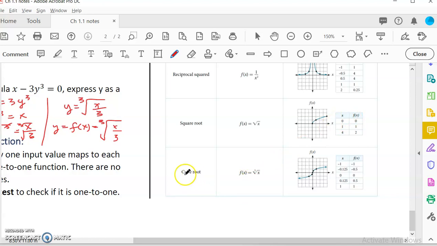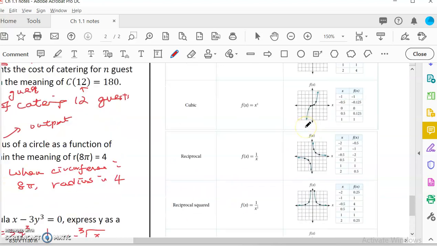And the last one is the cube root, y equal to the cube root of x. Now you can do the cube root of -1, so that will be a branch in the third quadrant as well as a branch in the first quadrant. It's quite similar to the square root function, except in the square root function there is only half of the branch. There's nothing on the negative x side.